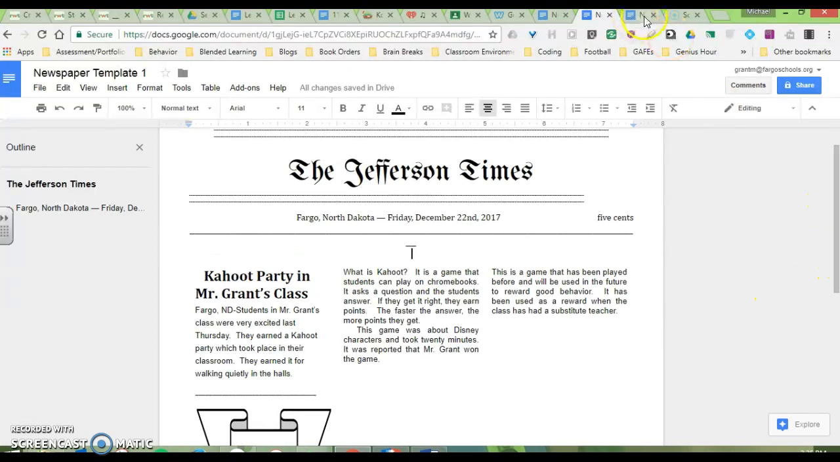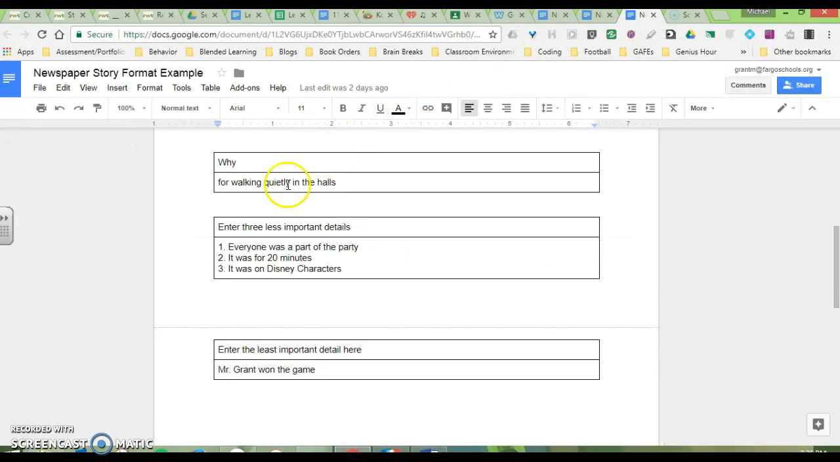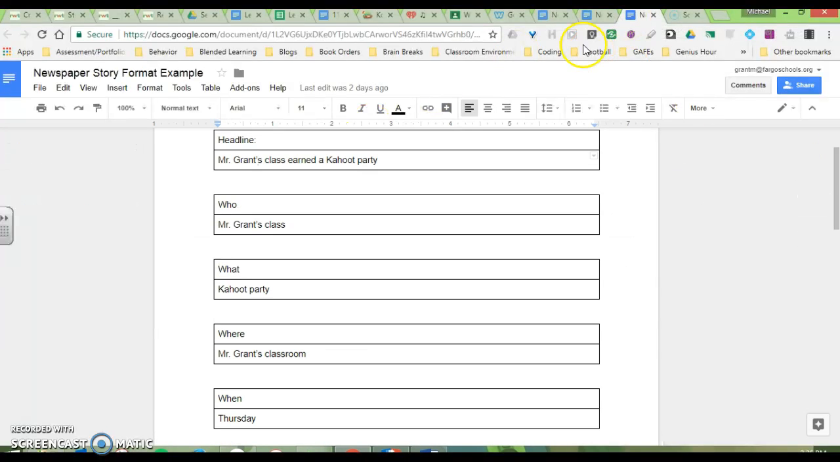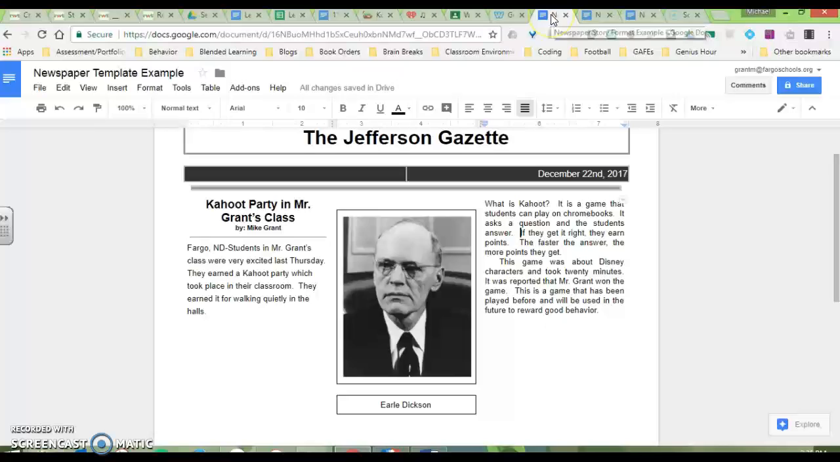So, using your format example, I want you to pick one of those templates and start filling it in.